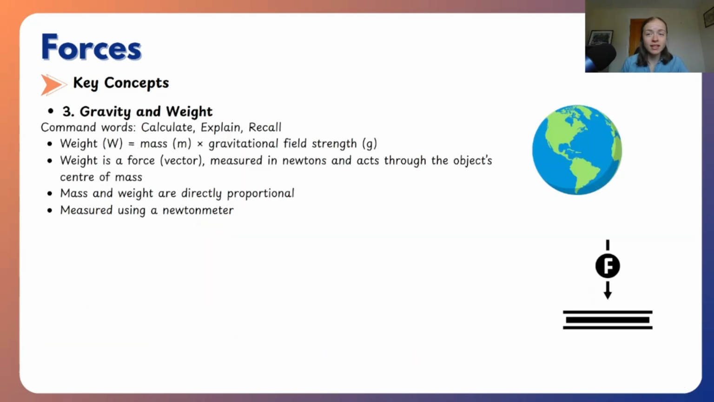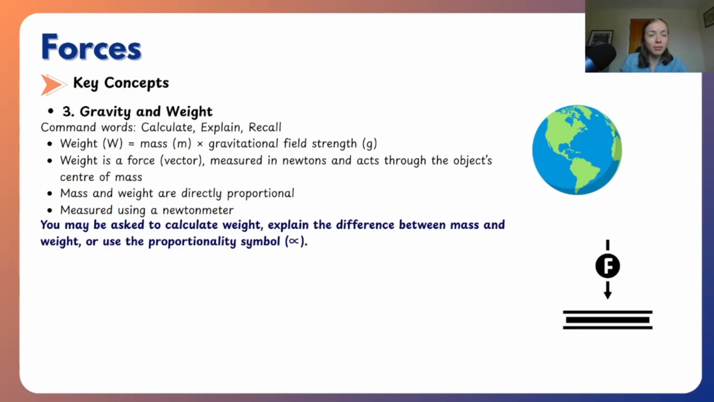For gravity and weight, weight is calculated through mass times the gravitational field strength, and understand that weight is a force, or a vector, measured in newtons and acts through the object's centre of mass. You also need to know that weight and mass are directly proportional and can be measured using the Newton meter. So you might be asked to calculate the weight, explain the differences between mass and weight, or use that proportionality symbol as well.